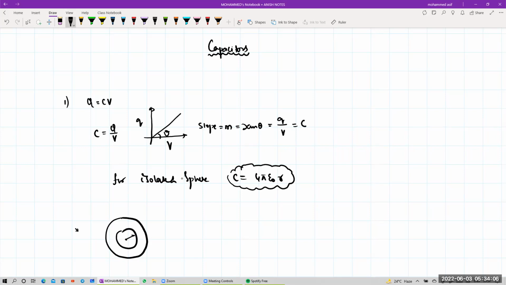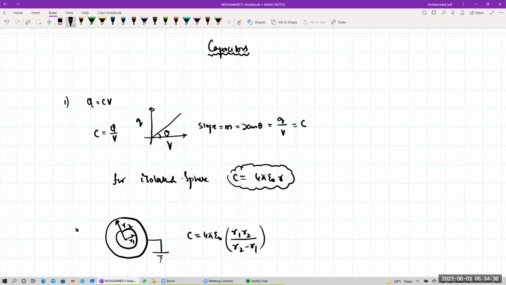If I'm taking two concentric spheres like this, say this one is of radius R1 and this one of radius R2. And here is positive, negative like this. So if the outer surface is Earth, then what will be the capacity? C is equal to 4 pi epsilon naught into R1 R2 divided by R2 minus R1.